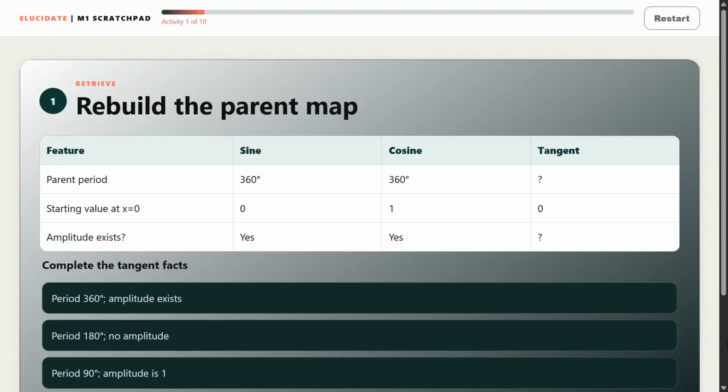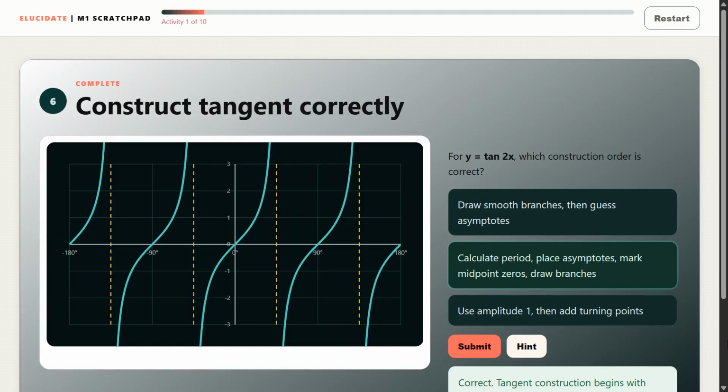In the scratch pad, tangent is built differently from sine and cosine. The question asks, which construction order is correct for y equals tan 2x? The answer is, period, asymptotes, midpoint zeros, branches.